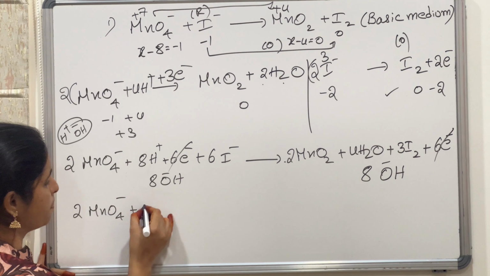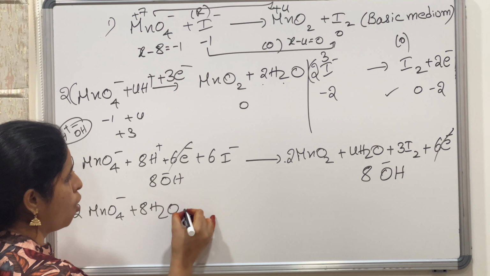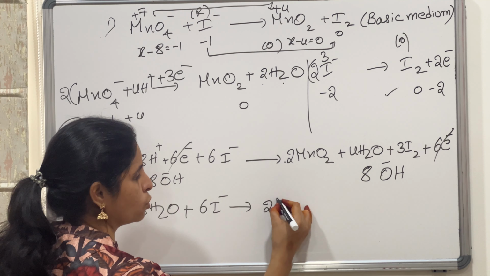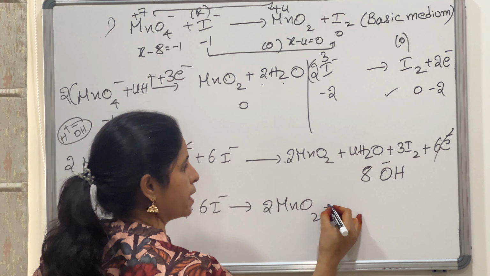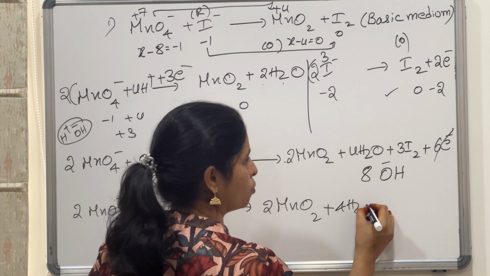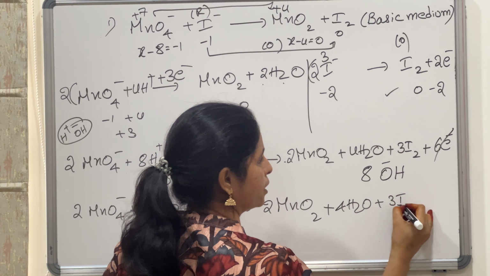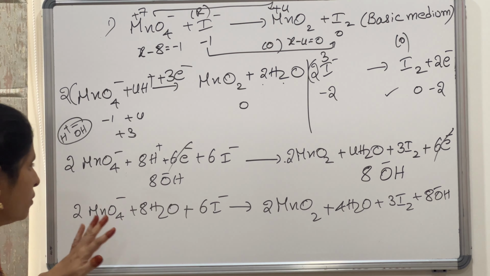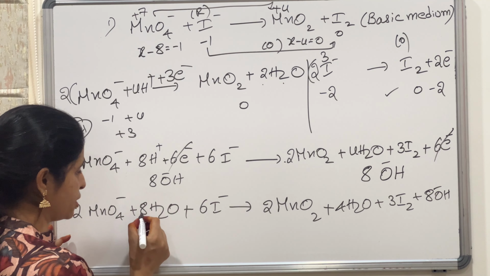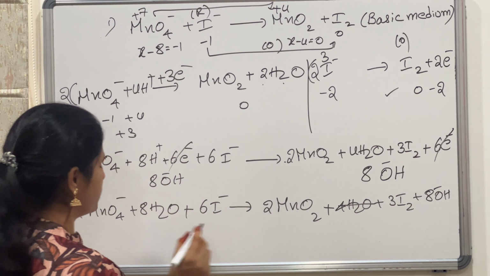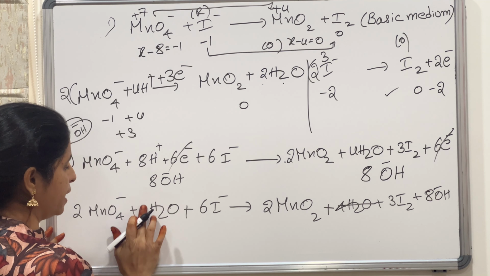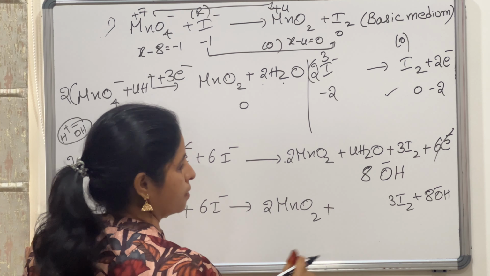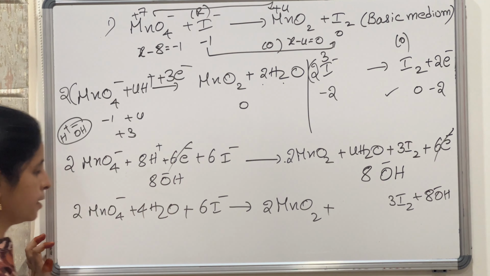2 MnO4 minus plus 8H2O plus 6I minus gives rise to 2 MnO2 plus 4H2O plus 3I2 plus 8OH minus. Now look for the cancellations. Here 4H2O will be cancelled, and you will be left with 4 on this side. So here you have only this one.